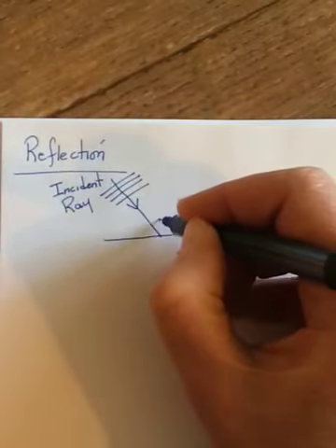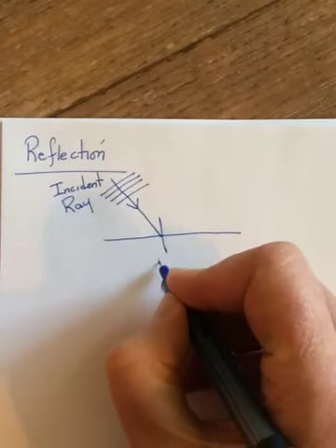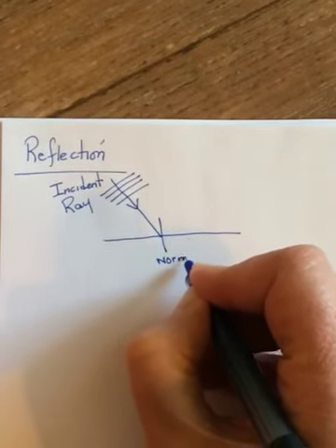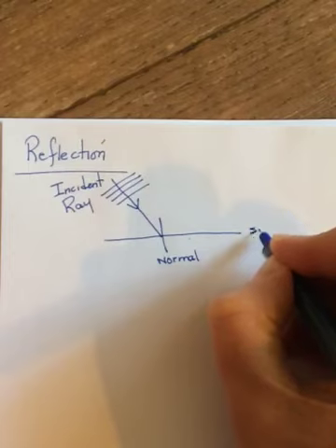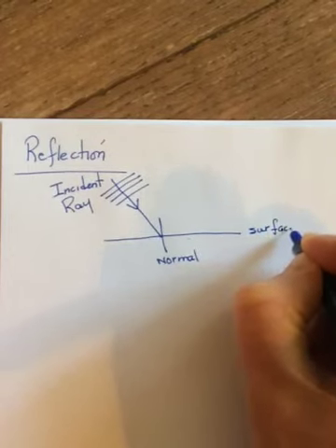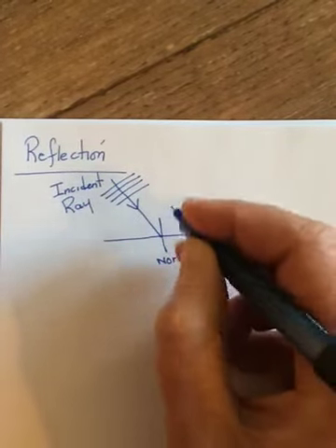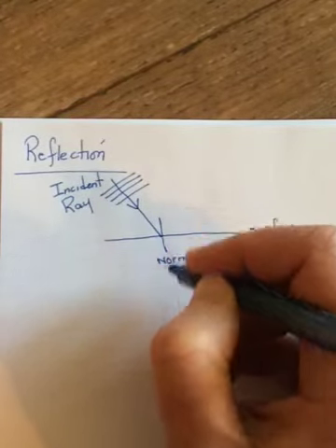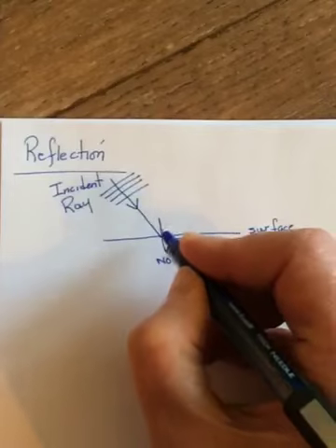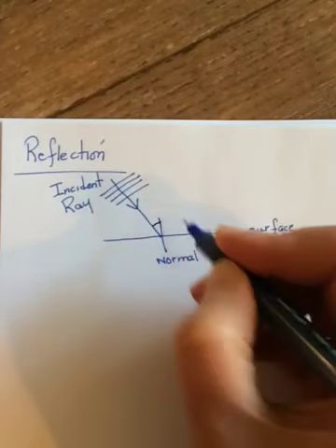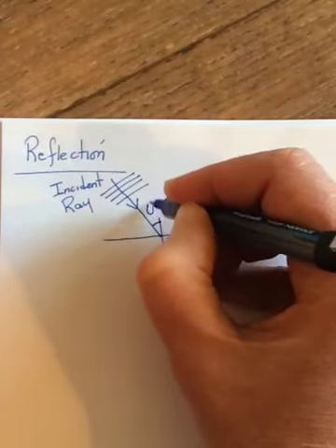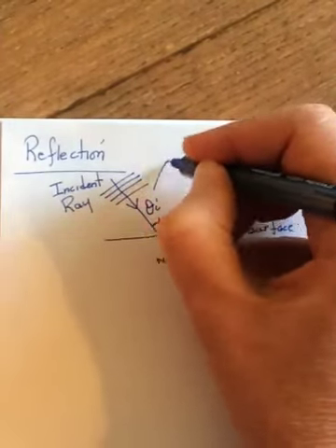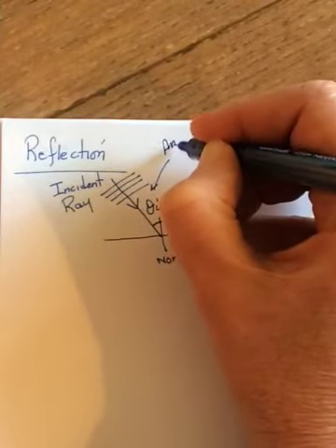And it's going to strike a surface. This line that I just drew, which is perpendicular to this, is the surface. Perpendicular to the surface is called the normal, right? Back to when we did forces and we called the force that was perpendicular to the surfaces in contact the normal. So this angle between the incident ray and the normal is called the angle of incidence.